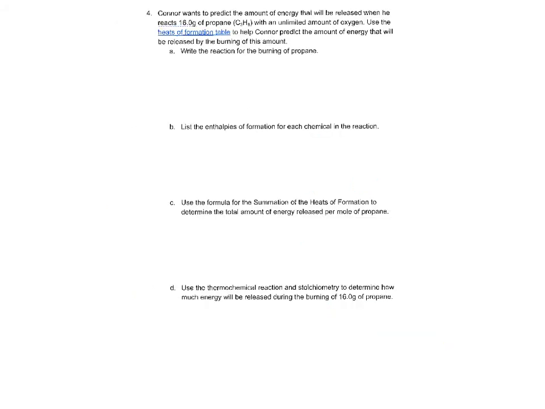Question 4 asks you to use the heats of formation to determine an enthalpy change that would occur for a reaction. It asks if propane is burned, so you have propane, and it is burned, so that means it reacts with oxygen and produces carbon dioxide and water. This is the reaction for the burning of propane. When you balance it, there are 3 carbons, so you'll need 3 carbon dioxides. You have 8 hydrogens, so you'll need 4 waters. Together, 6 oxygens and 4 oxygens is 10, so you'll need 5 molecules of oxygen to balance out the reaction.